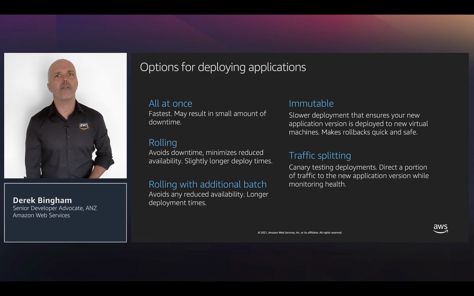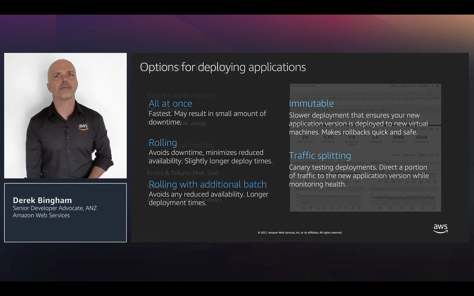I won't read out all of them here, but for example, you can elect for an all-at-once deployment, which is very fast, but could result in a small amount of downtime for some users. Or you could elect for a much slower immutable deployment option that spins up new virtual machines for each deployment while taking more time to roll out. This approach has the advantage of making rollbacks quick and safe, since the machines hosting the previous version of your app were not touched at all during the deployment of the new version.